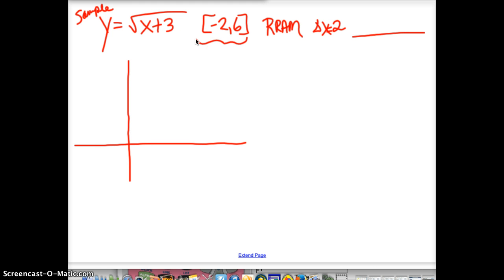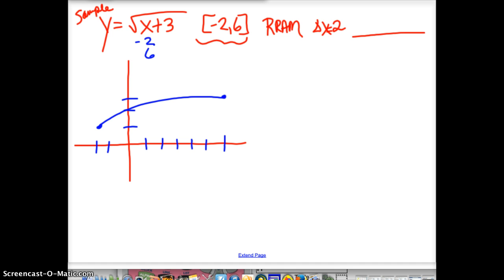You're going to provide me with a good sketch. If you need your calculator to help you with that, go ahead. We're going to go from -2 to 6, and we're going to graph the square root of x plus 3. When you put in a -2, it'll be up at 1. When you put in a 6, it'll be up at 3. I'm going to just do a rough sketch of the curve. My goal is to estimate the area under this curve by using right rectangles.